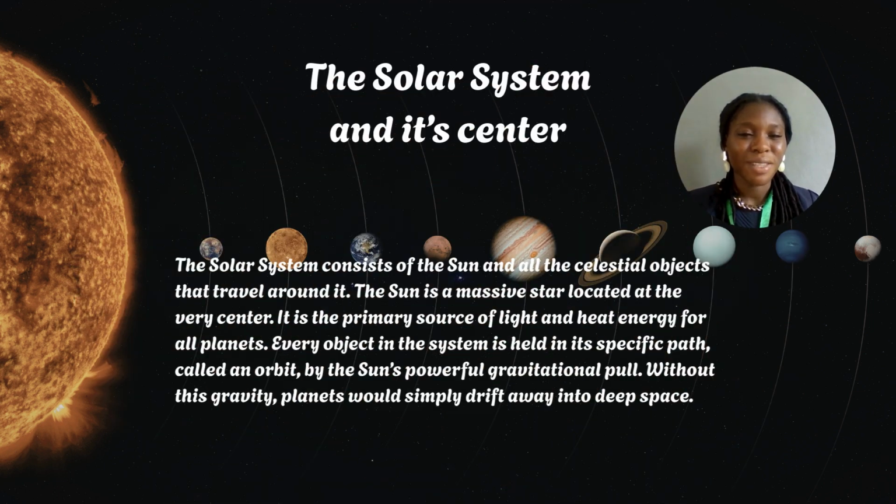Now, when we talk about the solar system, it consists of the sun and all the celestial bodies that travel around it, or the celestial objects that travel around it. An example of a celestial object is the moon, the star. These are examples of celestial objects. Now, the sun is a massive star. It's located at the center of the solar system. Are you following me? It is the source of light and heat energy for the planets.